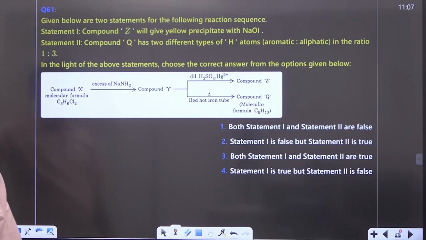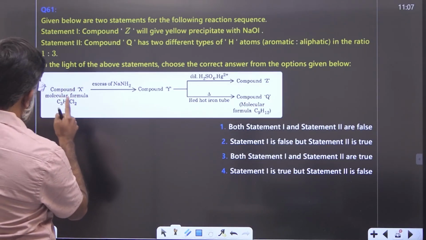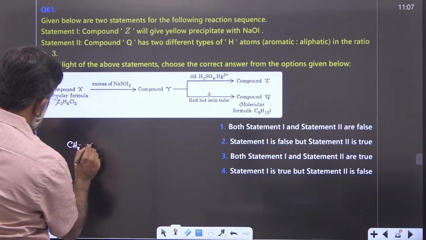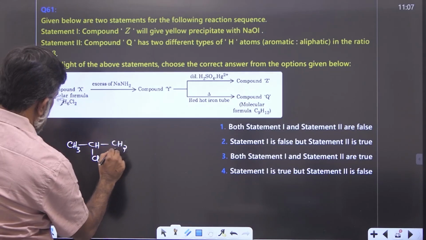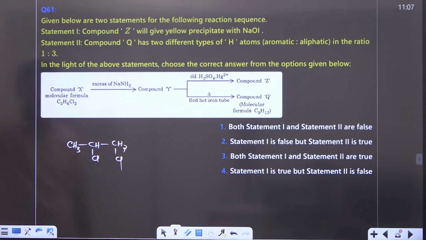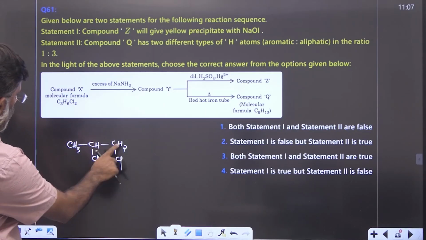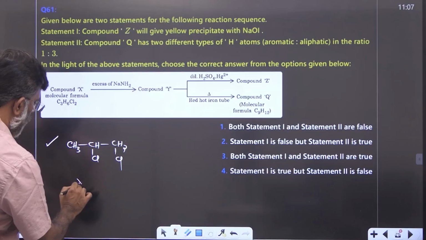Let's find out compound X, molecular formula C3H6Cl2. Is that matching? C3H6Cl2. This could be compound X.